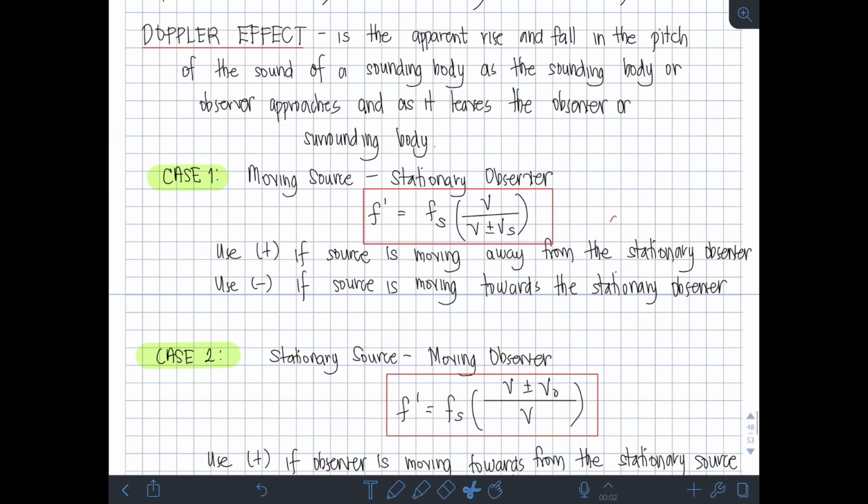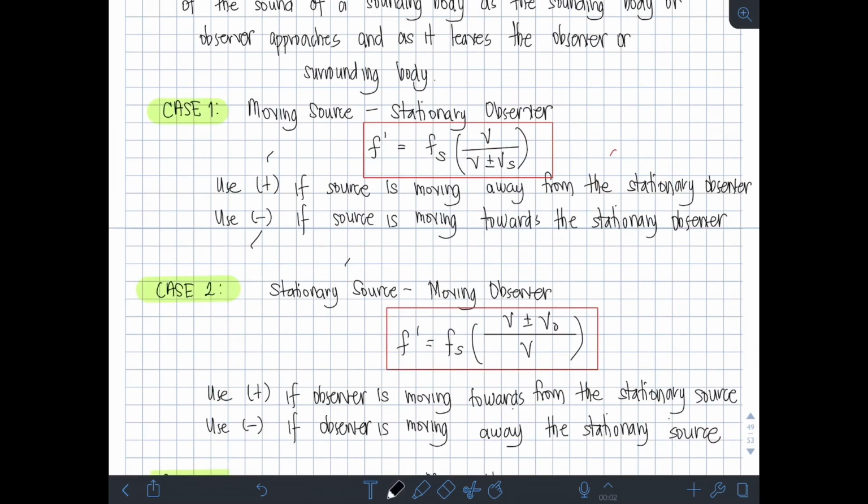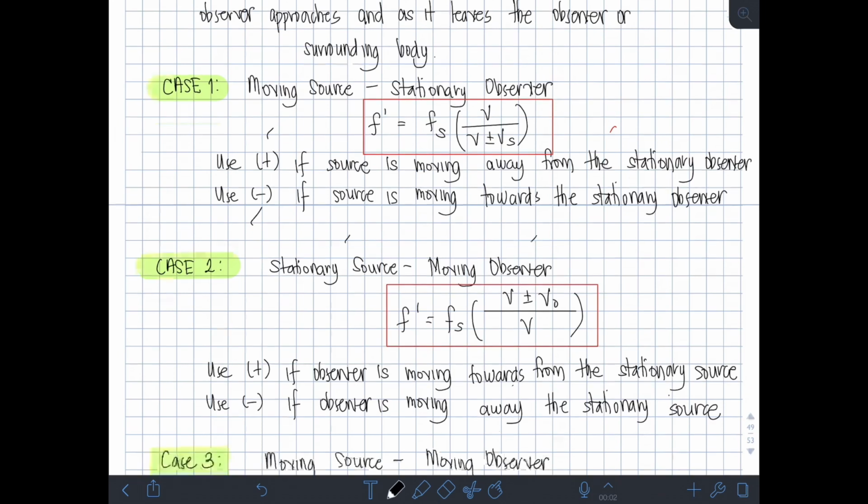Okay, then sa case 2, kapag meron naman tayong stationary source tapos moving observer. So, yung formula natin is F prime is equal to F sub S times V plus minus V sub O over V. So, meron din tayong sign convention. So, use positive if observer is moving towards the stationary source and minus if observer is moving away from the stationary source.